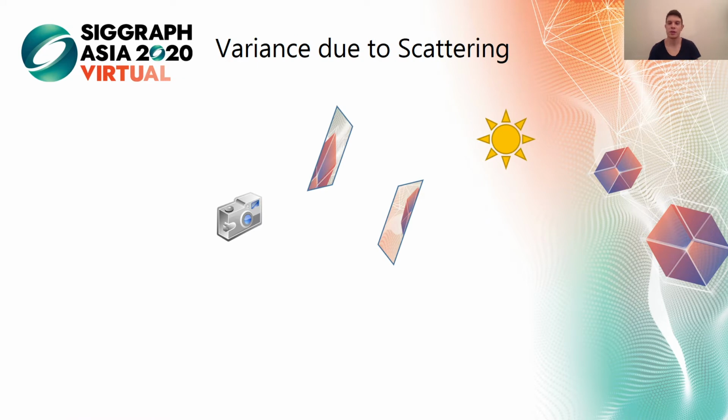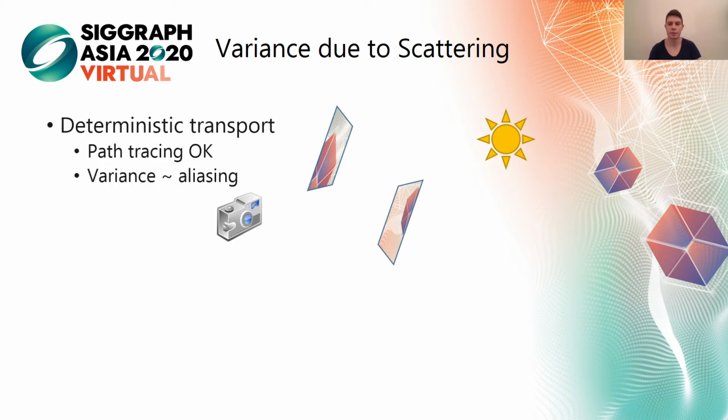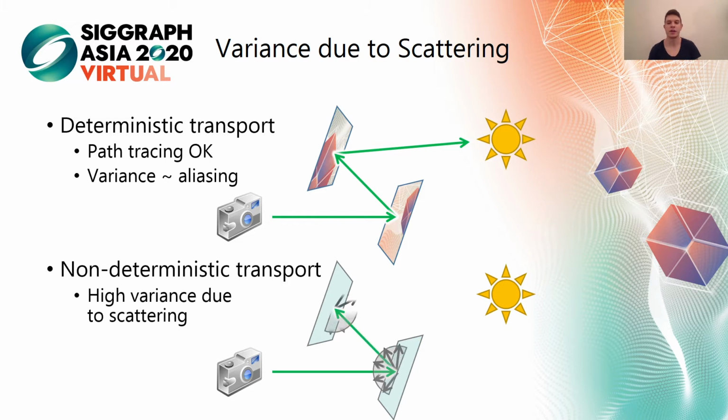To understand how certain sample distributions cause variance, let us look at the types of light scattering that can occur along a light transport path. We observe that for deterministic light transport, so basically paths with only mirror or refraction interactions, we usually face much less of a problem with variance. There, already a standard path tracer tracing rays from the camera usually does a decent job. The variance we face in this case is basically due to aliasing. In non-deterministic transport, however, much more variance can be caused by the random scattering of light in arbitrary directions.